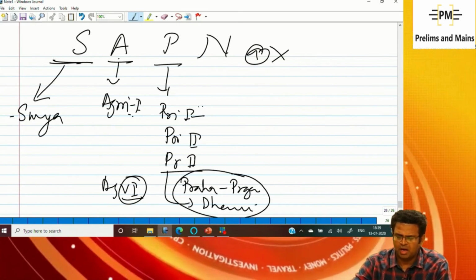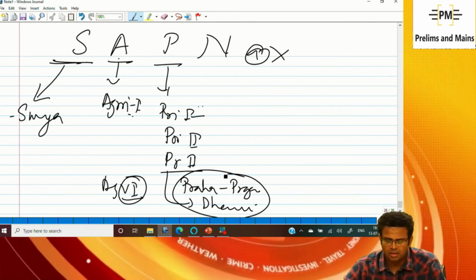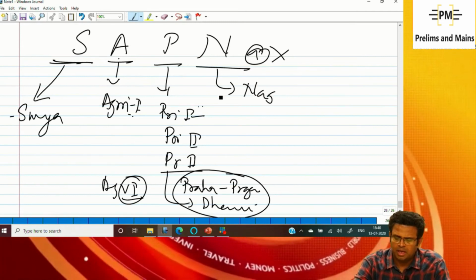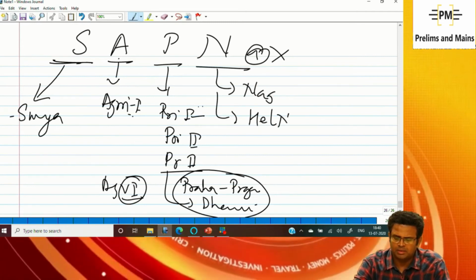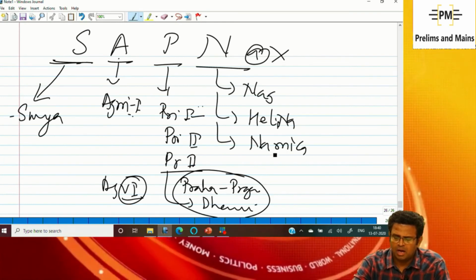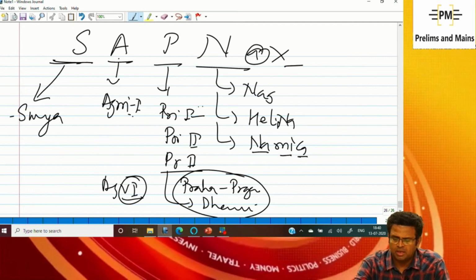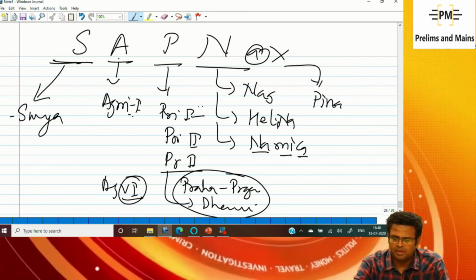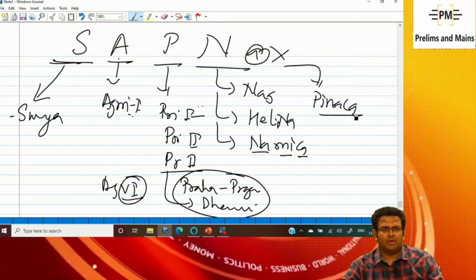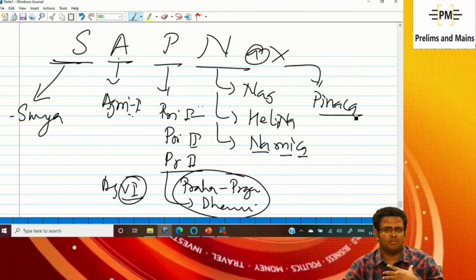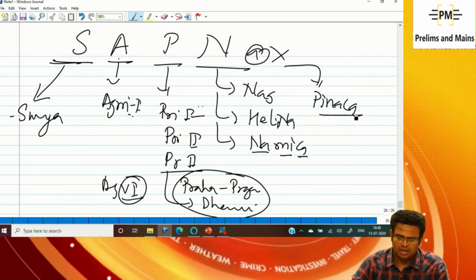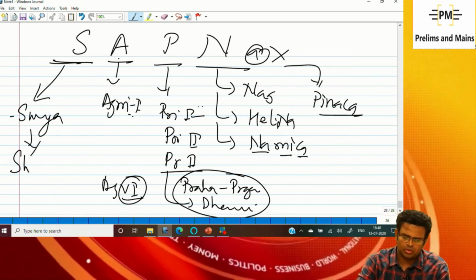So along with Prahar, Pragati, Dhanush, Prithvi 1 is also known as, and Nag we have discussed. Nag has Helena, the helicopter version of Nag, and another is Namika, the Nag missile carrier. And another is Pinaka, a multi-barrel rocket launcher. So this way, for surface to surface the word is SAPNA, you just remember surface to surface, the word is SAPNA.